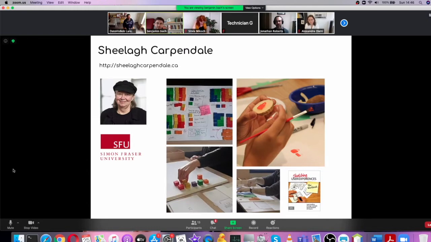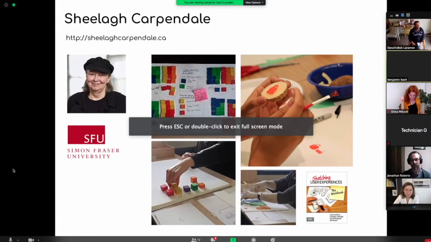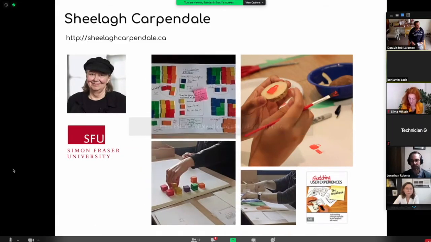So our first panelist is Professor Sheelagh Carpendale, who is now a professor at Simon Fraser University and a research chair in information visualization at the School of Computing. She has a background in computer science and visual arts. She leads the innovation in visualization in the VIS research group in Calgary, as many of you know. And now Sheelagh moved to Simon Fraser, where she heads the newly established Interactive Experiences Lab, short IX Lab.